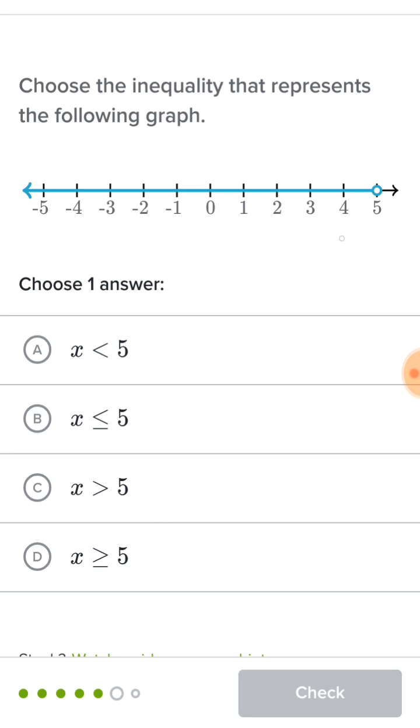So here, my answer will be all the numbers that are less than 5 because it's to the left. And since the circle is open, that will be less than 5, not equal to 5, because it's not shaded in. So this will be x is less than 5. So that's going to be A.